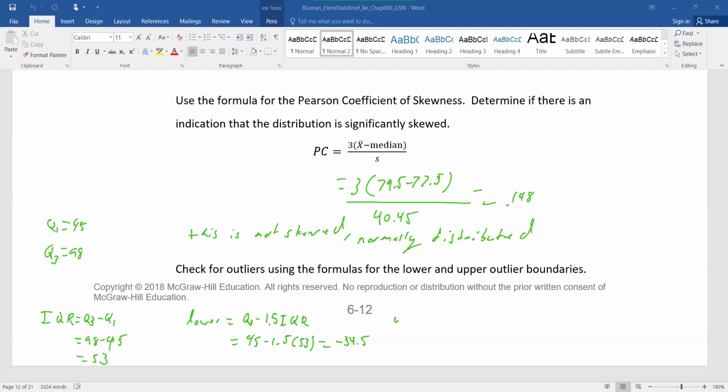Let's check the upper, which again, we should still get no outliers if we got a normally distributed outcome. So in this case, that would be 98 plus 1.5 times 53. What's that give me? And again, our largest number was 158, so we don't have any outliers on the right-hand side.